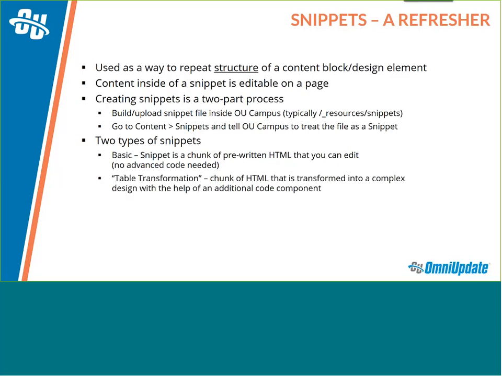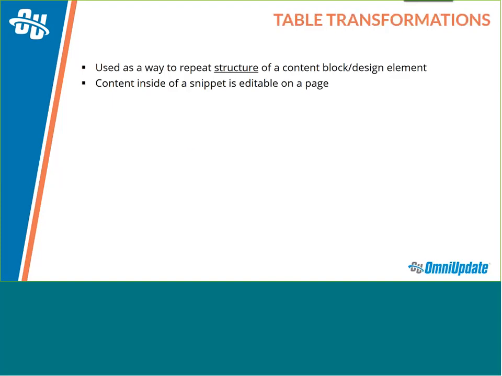But then there's also the other type of snippet called a table transformation, which is the same at the beginning. It's a chunk of HTML that you're placing on your page when you're in a WYSIWYG editor, but where it differs is that the chunk of HTML gets transformed into a more complex design with the help of an additional code component. And that's what we're going to focus on today. What are these table transformations, and what are those additional steps that we need to take?